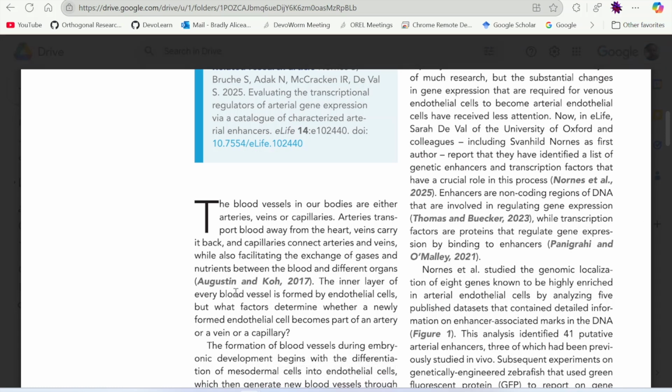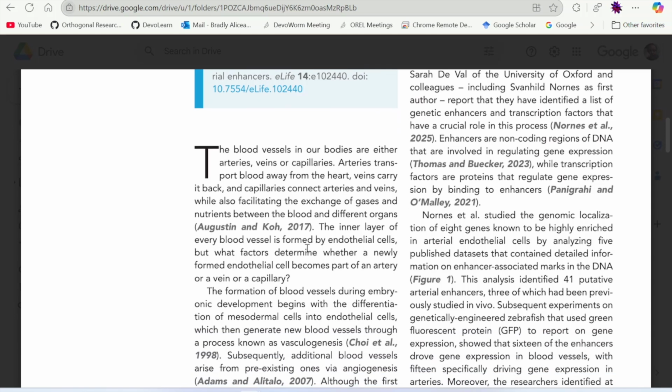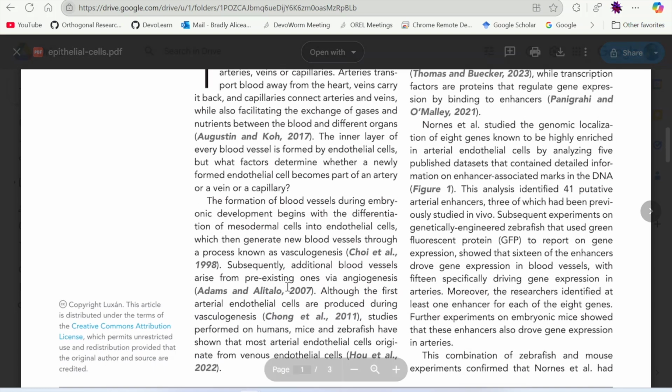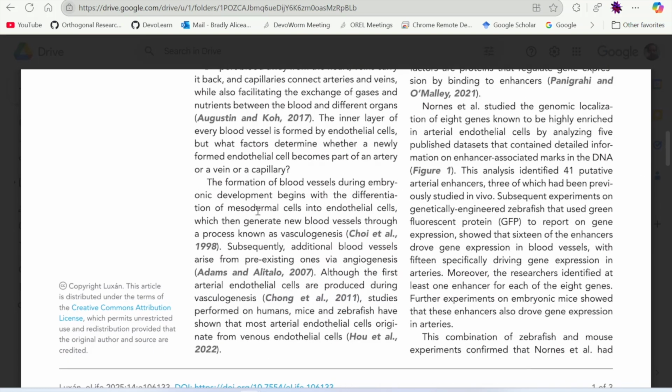The inner layer of every blood vessel is formed by endothelial cells, but what factors determine whether a newly formed endothelial cell becomes part of an artery or a vein or a capillary? And so this is about the formation of blood vessels during embryonic development, and this is where it begins with the differentiation of mesodermal cells into endothelial cells.